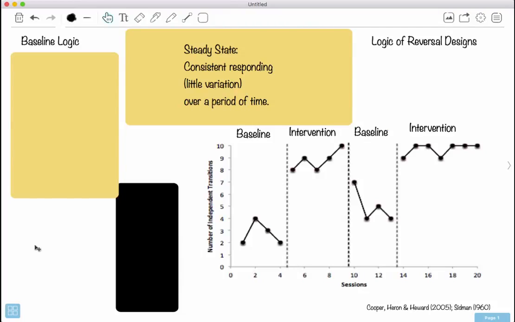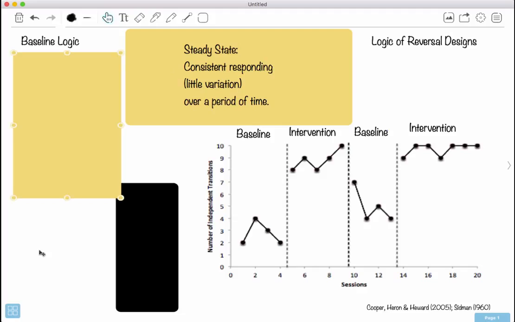Now I'm going to discuss with you the logic of reversal designs, which is really grounded in what's called baseline logic. Baseline logic was first described by Sidman in 1960, and it involves a steady state. And by steady state, I mean consistent responding with little variation over a period of time.